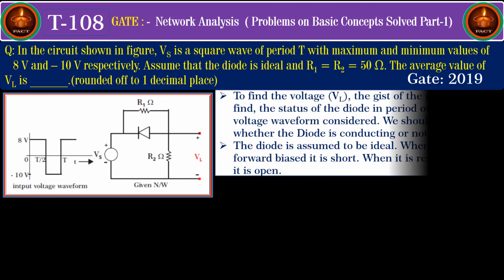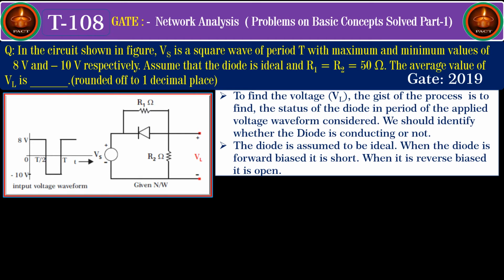Now, to find the output voltage VL, the gist of the process is to find the status of the diode in the period of the applied voltage waveform considered. We should identify whether the diode is conducting or not. This is important. Further, you know that the diode is assumed to be ideal. So, when the diode is forward biased, it is short, and when the diode is reverse biased, it is open. So, if you know these two things, you can very easily solve the problem.